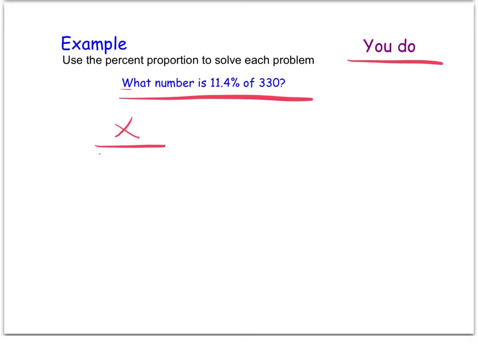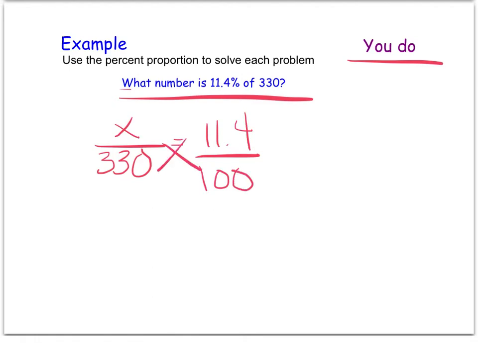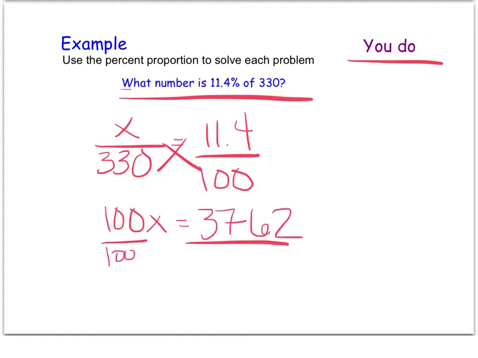We have 330 being the whole, equals 11.4 over 100. We do some cross multiplying, we get 100x equals 330 times 11.4, and that is 3,762. Divide by 100, and x is 37.62.